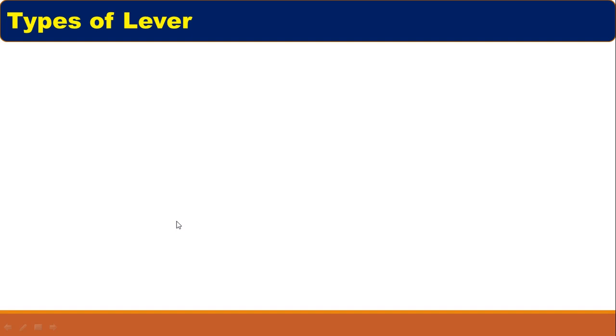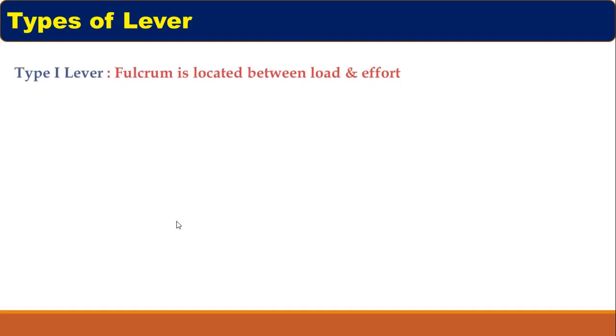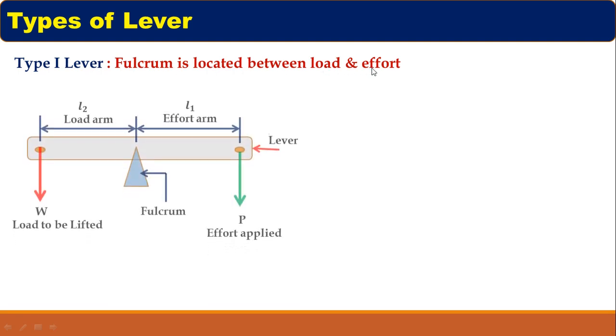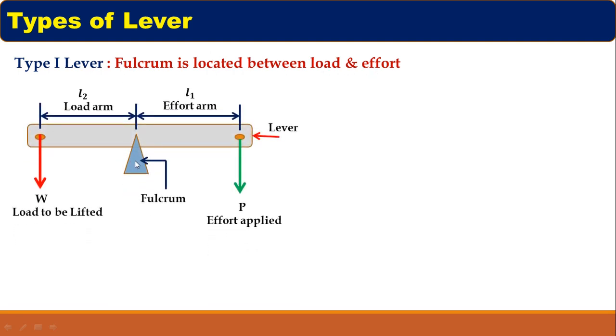Now consider the types of levers. There are three types of levers: type 1 lever, type 2 lever and type 3 lever, and these types depend on the relative position of fulcrum, load and effort. Let us consider the first, type 1 lever, where the fulcrum is located between load and effort. This is the diagram which shows the fulcrum is in between load and effort.